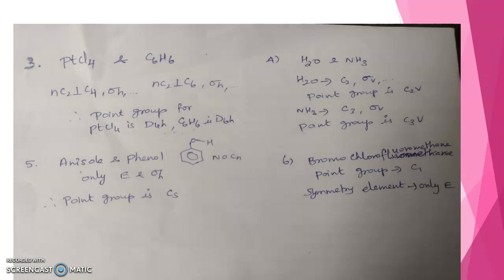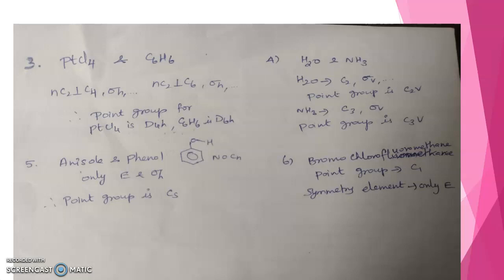Then the last example, bromochlorofluoromethane. We know that methane is CH4. In this molecule, three hydrogen atoms are replaced by bromine, chlorine and fluorine. So this molecule is not linear in shape and does not have any symmetry element except identity. So this molecule only has the identity element. If the molecule has only the identity element, then the point group of the molecule is C1.